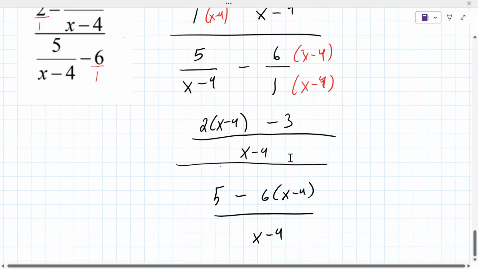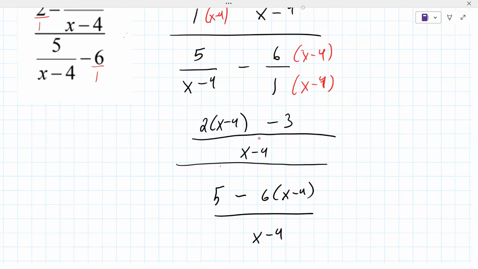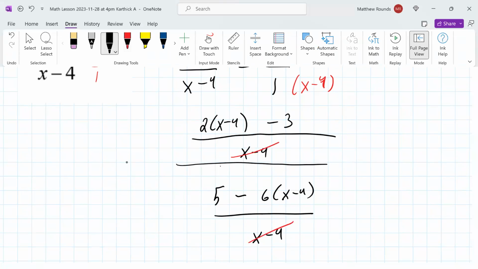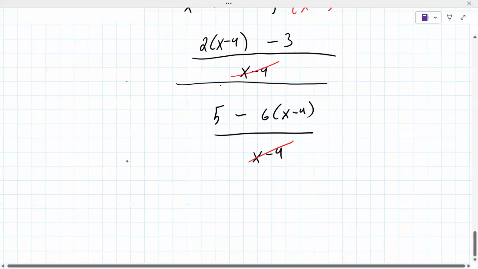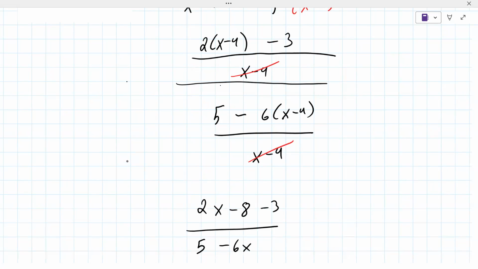From here, you have to recognize that if the bottoms are the same, they cancel. Then you rewrite your fraction here with 2x minus 3 over 5 minus 6x plus 24. And then you can go 2x minus 11 over minus 6x plus 29. Something like that.